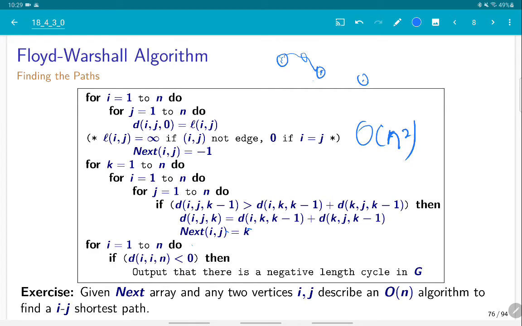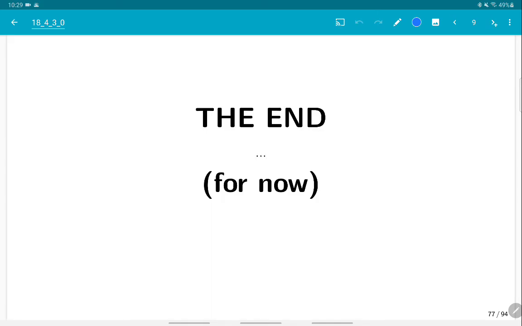Okay, so make sure that you figure out how to extract the shortest path if you need it from this table. I kind of sketched it, but verify that you really understand the details of how it's being done. Okay, so this is the Floyd-Warshall algorithm.